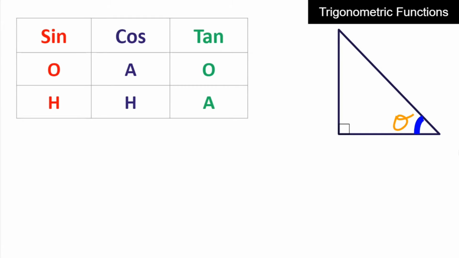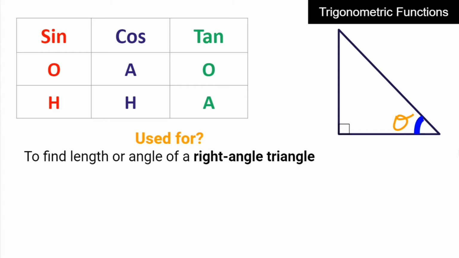Now, sine cos tan has this table: O, H, A, H, O, A. Now, we need to know how to exactly implement this table. To implement this table, you need to grab out your sine, cos, tan individually and see how it works. Again, keeping in mind that sine cos tan is used for finding lengths or angles of a right angle triangle, the way we implement it is like this. So sine theta is equal to O over H.